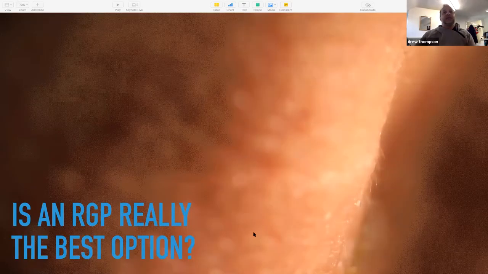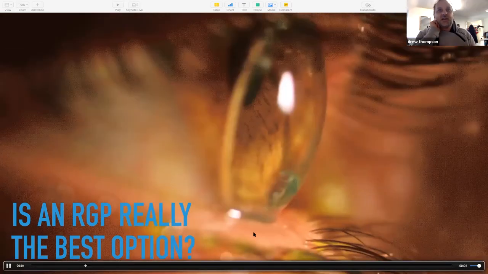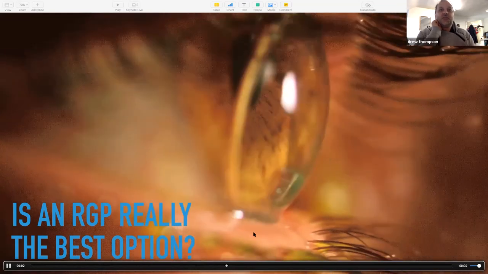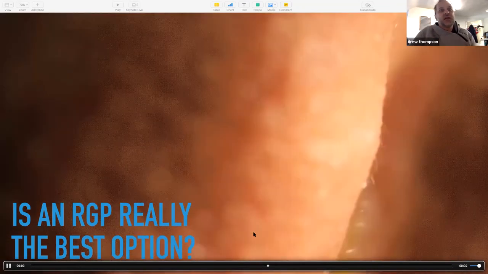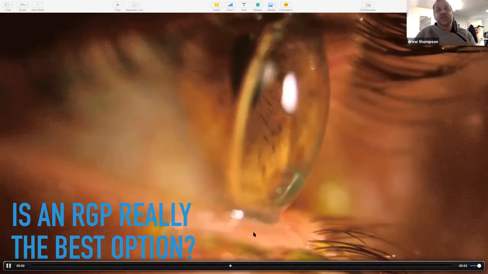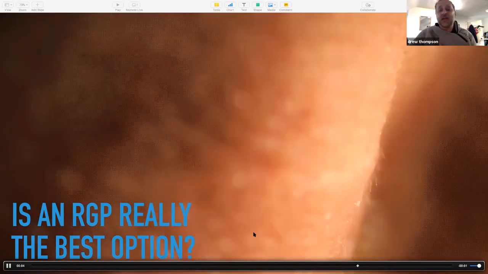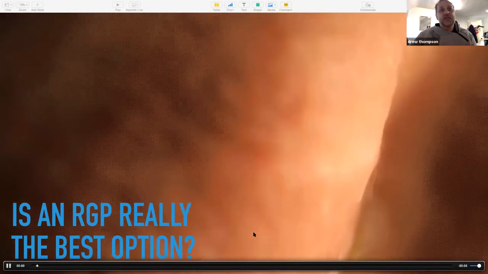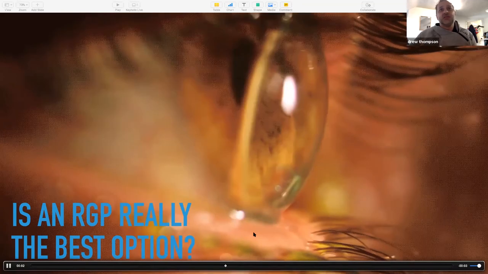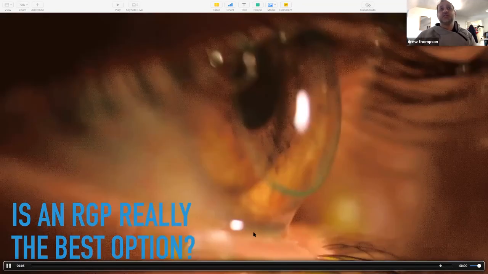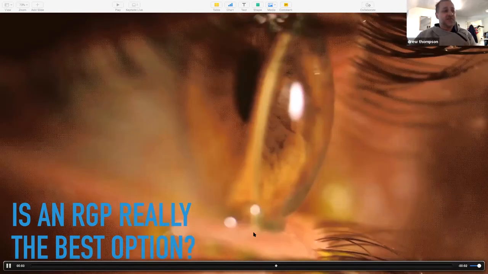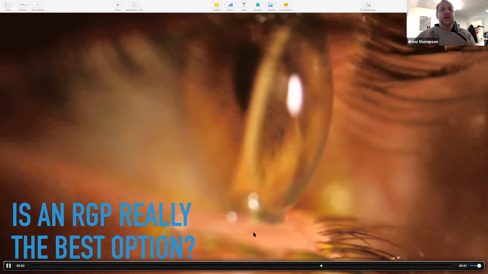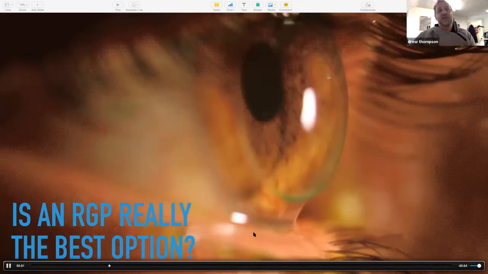So in this presentation, I've tried to discuss my take on how to rehabilitate people's vision, particularly with corneal disease. In the UK, I don't know about the rest of the world, there's a big trend to prescribe small rigid gas permeable lenses. The vast majority of people with corneal disease will have these lenses prescribed at the hospital. I tend to find that they're not always the best option.